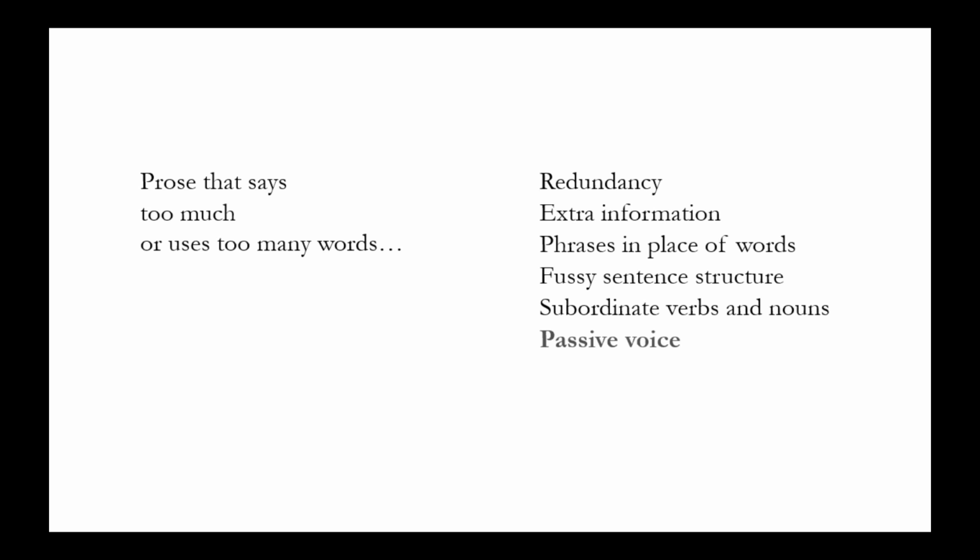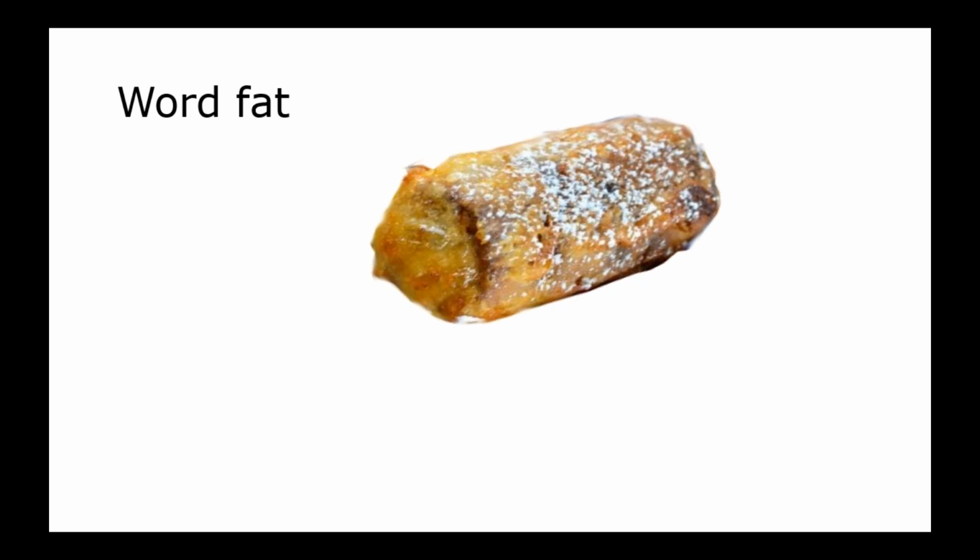Maximalism, if there were such a thing, would mean prose that says too much or uses too many words: redundancy, extra information, phrases in place of words, passive voice, a big consumer of paper. Word fat. That object is a deep fried Twinkie, something you can buy from a chip shop in Scotland.